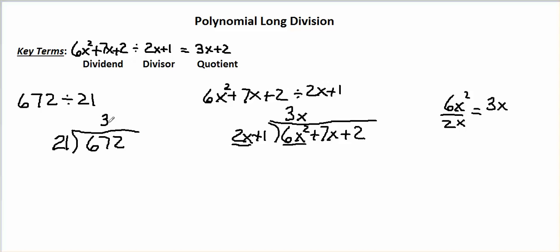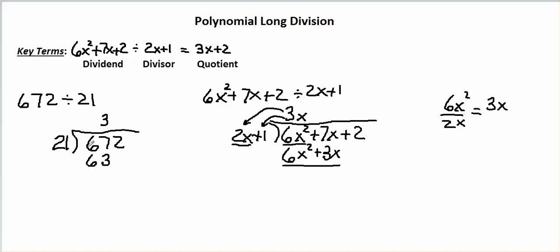Now in long division, the next step would have been to multiply 3 times 21 and we'd get a 63. And we're going to do the same thing here, but now we're going to take our result up top and multiply it by this whole polynomial. So we actually have 2 multiplications to do. We have to distribute that across to both. So 3x times 2x is 6x squared. And then 3x times 1 is a positive 3x.